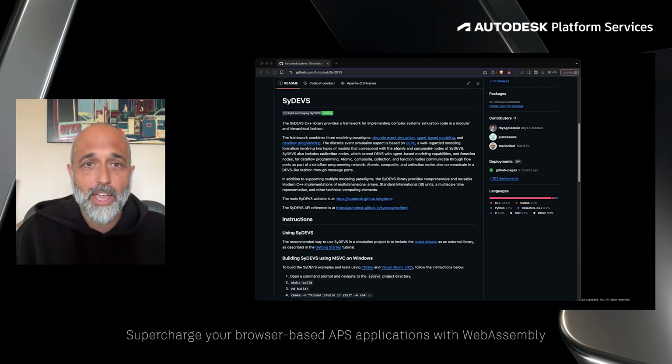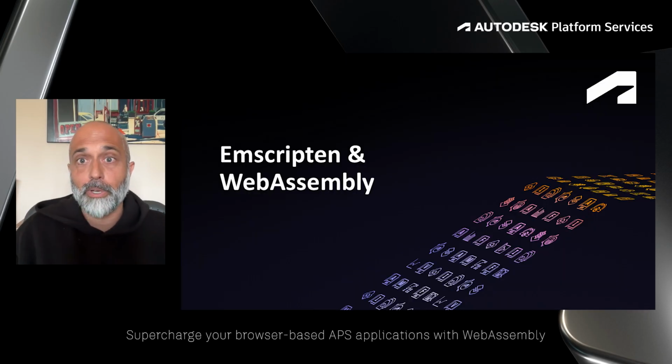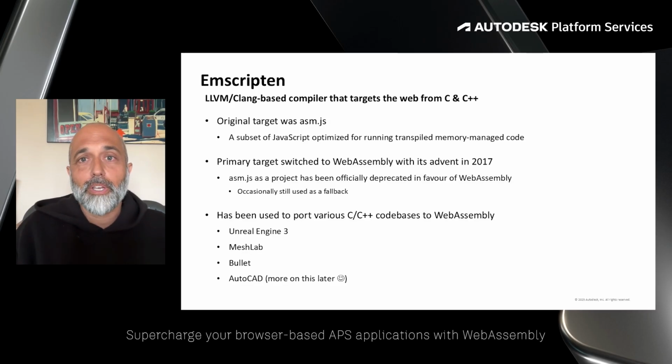All right. So with that, let's introduce Emscripten and WebAssembly. Emscripten is an LLVM-based compiler that effectively takes C or C++ code and targets the web with them via originally ASM.js and now WebAssembly. ASM.js is a subset of JavaScript that's really optimized for running transpiled memory managed code. So Emscripten is a transpiler. It takes code that is memory managed, such as C and C++ code, and generates this runtime code from it.